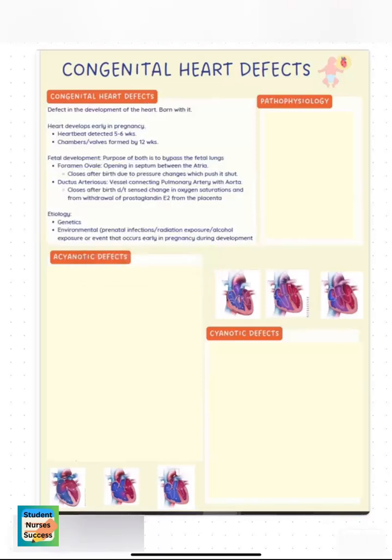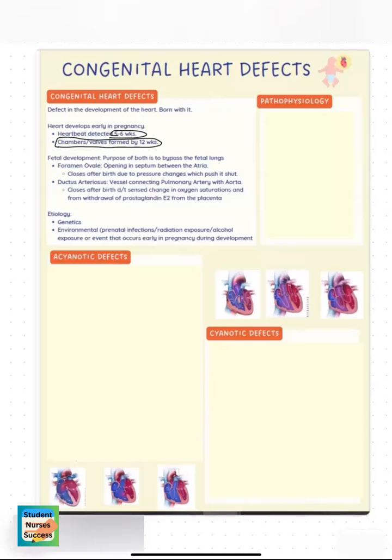I'd like to first begin by just talking about fetal development. A congenital heart defect means that there is a defect in the development of the heart while the baby was in utero. So the baby was actually born with this defect. Now, the heart develops very early in pregnancy. You can hear a heartbeat somewhere about 5 to 6 weeks, and the valves and chambers are formed by about 12 weeks. So, this heart develops very, very early in the pregnancy.